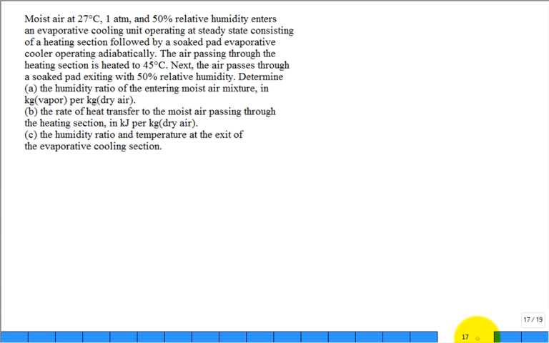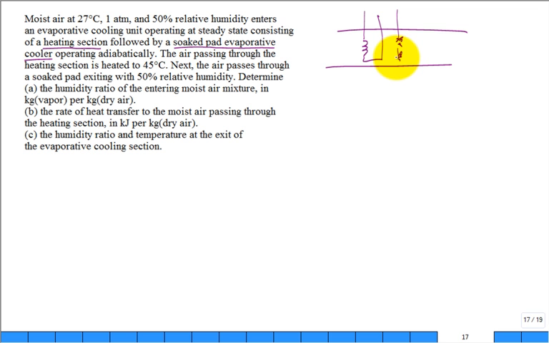So we have moist air at 27°C, 1 atm, 50% relative humidity, entering an evaporative cooling unit that operates at steady state, consisting of a heating section followed by a soaker pad evaporative cooler. I know the difficulty is in these words, but basically you're going to have a heating section as well as you're going to introduce some moisture.